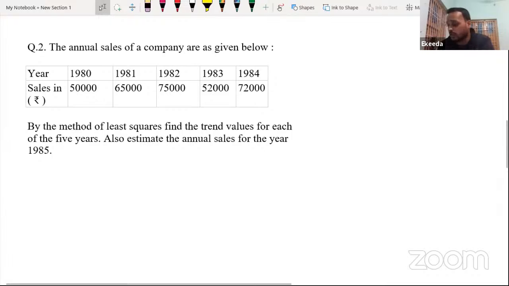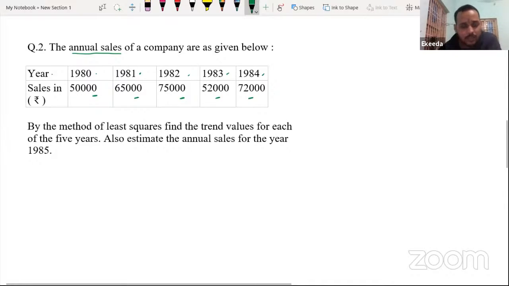It is a very good question, you can see. So question number 2 says that the annual sales of a company are given below. You can see we have got 5 years: 1980, 1981, 1982, 1983 and 1984. The sales in rupees for each of the 5 years are given: 50,000, 65,000, 75,000, 52,000 and 72,000.